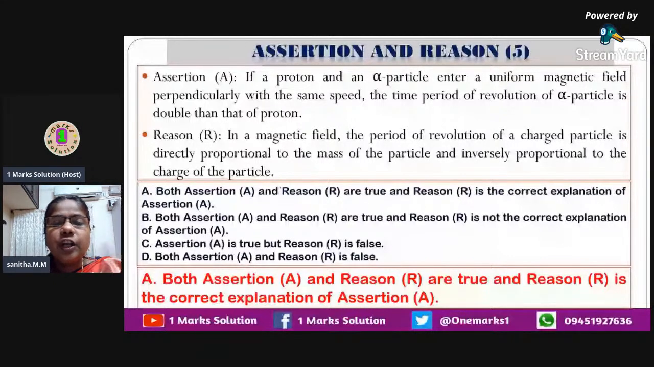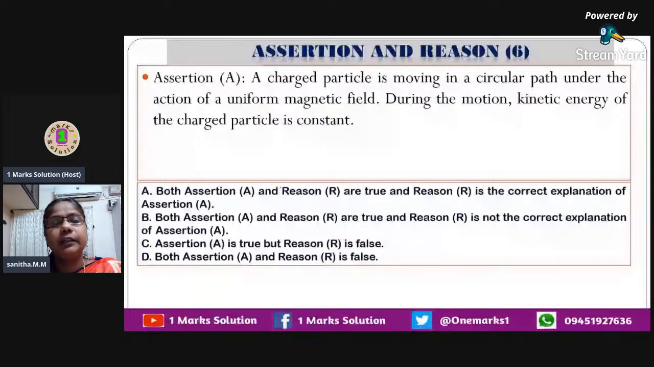Now let us move on to the 6th one. Assertion: a charged particle is moving in a circular path under the action of a uniform magnetic field. Why is it in a circular path? We know that when a charged particle enters a uniform magnetic field, only if the velocity and the magnetic field are perpendicular will it execute a circular path. Here during the motion, the kinetic energy of the charged particle remains constant. That is absolutely correct. Why? Because the direction of velocity will be changing, but the speed will be constant, and the kinetic energy also will be constant. So what is the reason here?